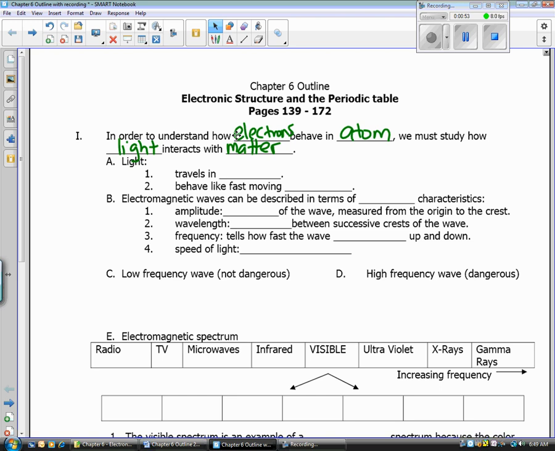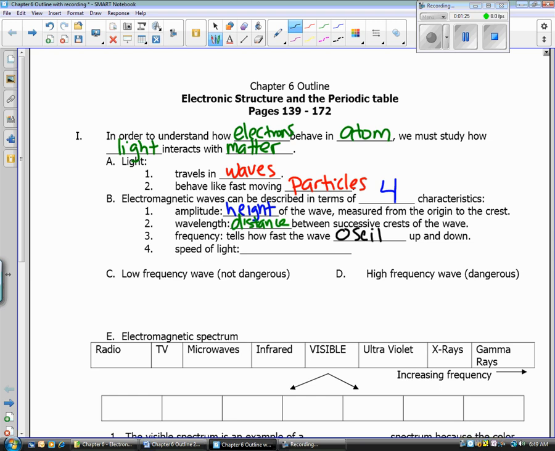Okay, so light travels in waves, but it behaves like fast-moving particles. Electromagnetic waves can be described by 4 characteristics. First, the amplitude, which is the height of the wave. The next is wavelength, which is the distance between successive crests, or the tops of waves. And frequency tells how often it's going to oscillate. O-S-C-I-L-L-A-T-E-S. That means it goes up and down.